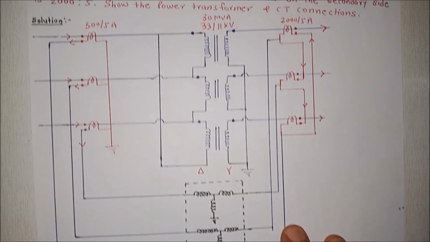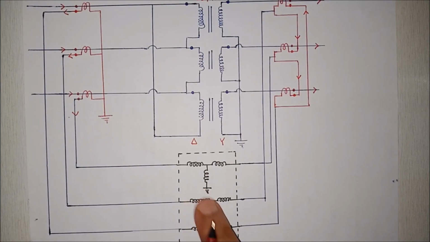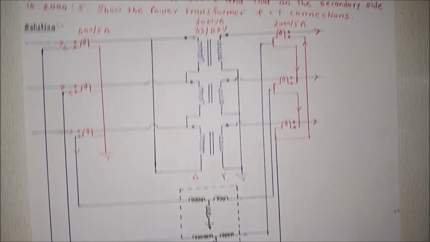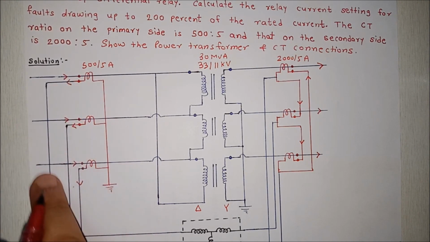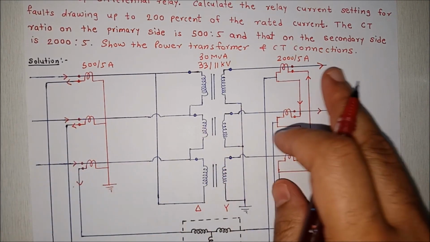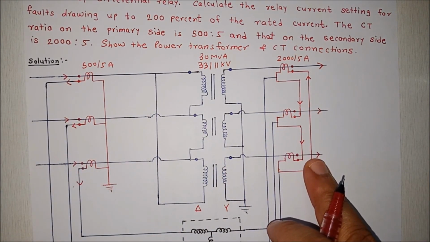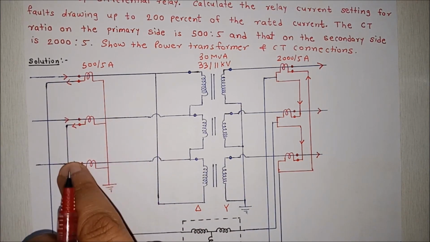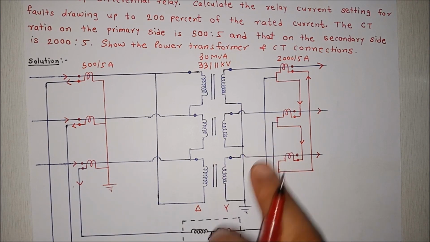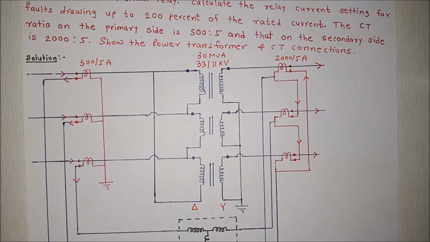Now how to calculate the rated current that will flow through this trip coil? For that, first we need to determine how much is the primary current in the power transformer and how much is the secondary current in the power transformer. From that we can determine the current that is flowing from the CT secondary. Okay, and based on that we can determine the relay current setting.